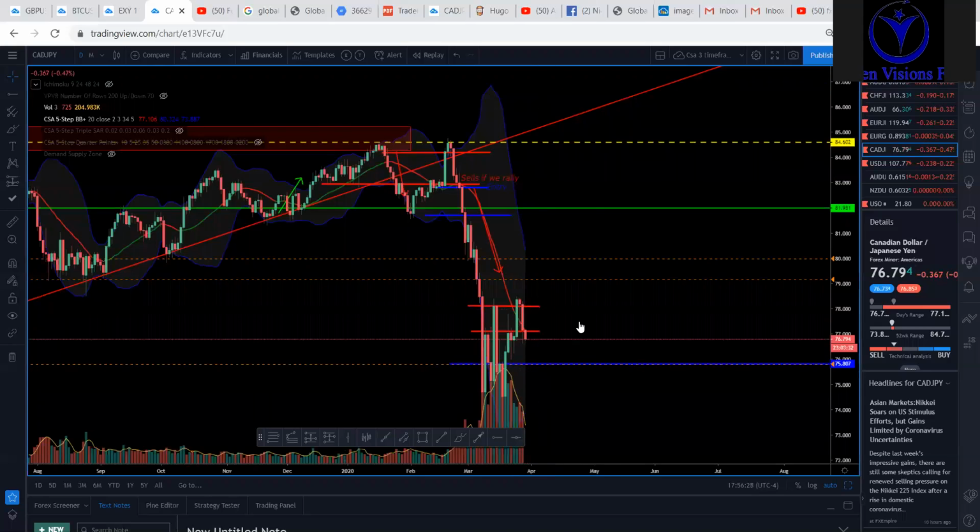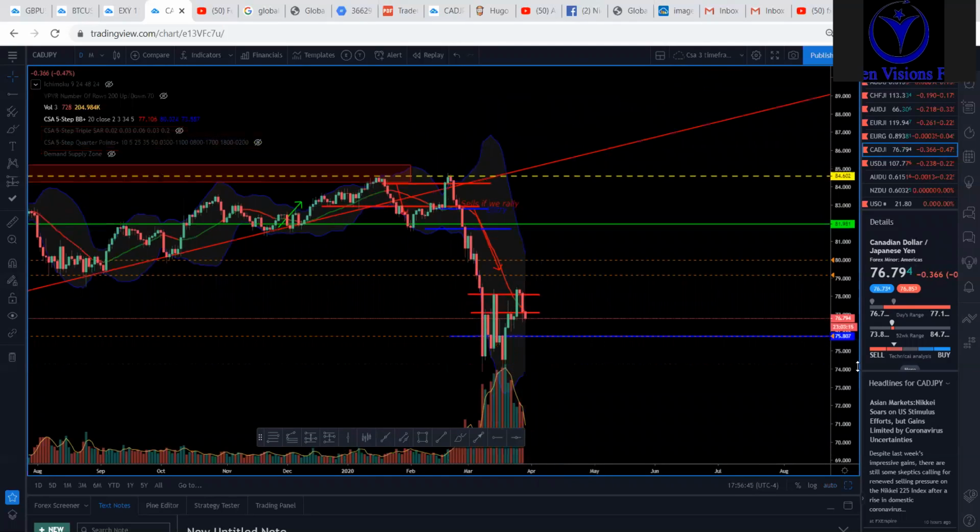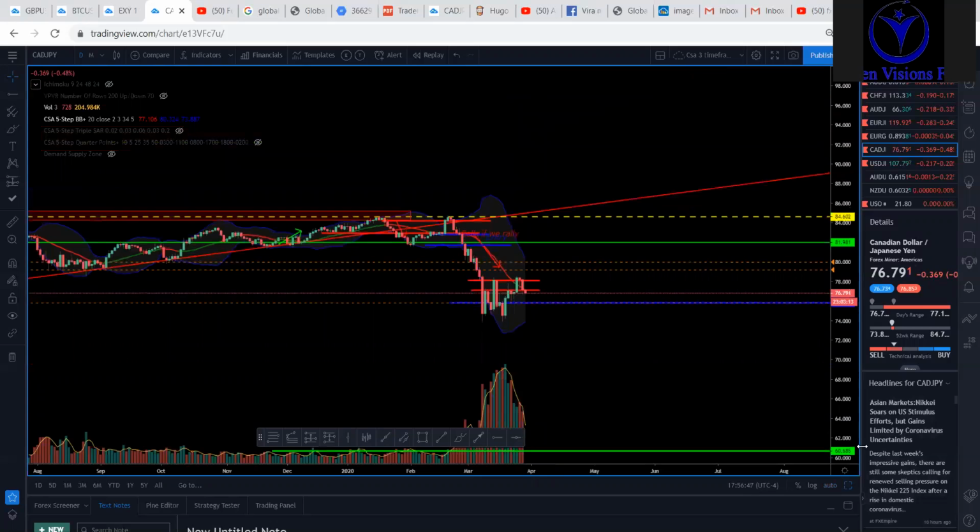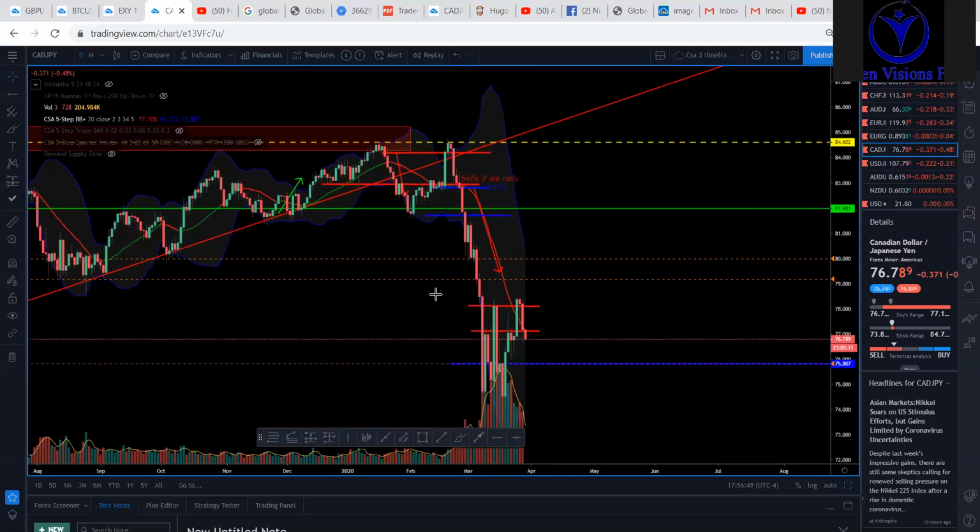Now, there's a couple of ways that we can play this pair. You guys can go ahead and interact, coming down into the 75 level, or we can wait for it to break the 75 and continue on to the downside. All these trades are swing trades, so we've got a long-term target of around the 60 level.